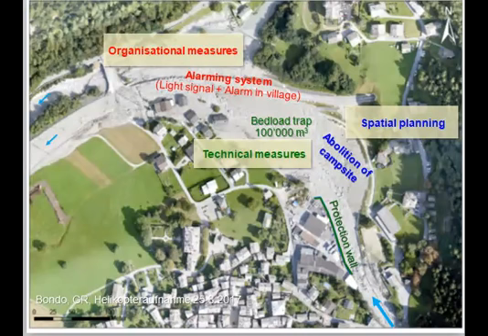After a landslide, a large debris flow event occurred there, and the elaborated project consisted of the following measures. As organizational measures, light signals and a warning system, an alarm system for mass movements, were implemented. As a spatial planning measure, a campsite had to be abandoned. And as technical measures, a protection wall and a bedload trap were built.